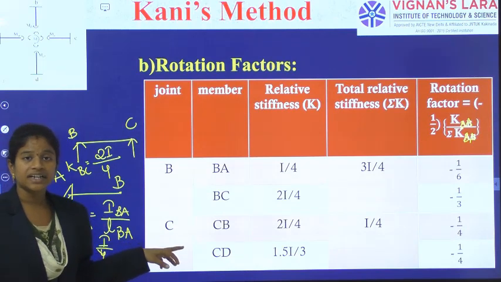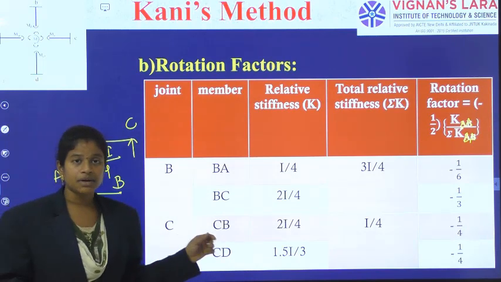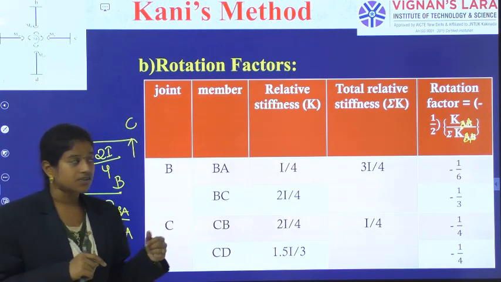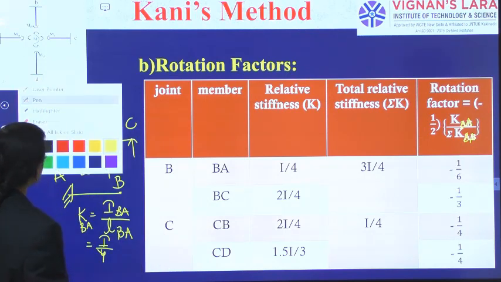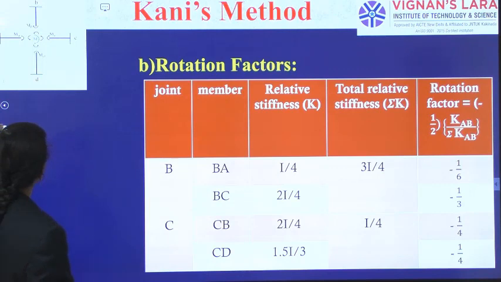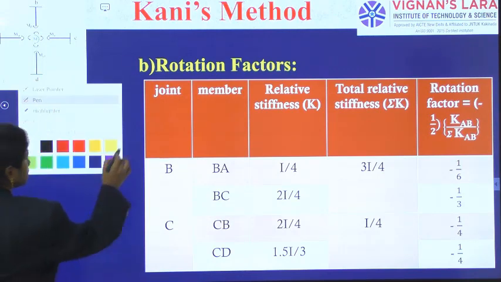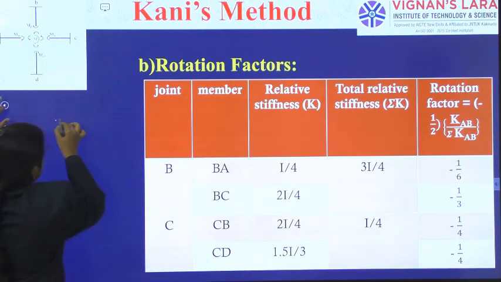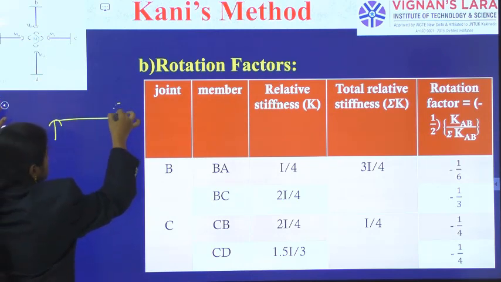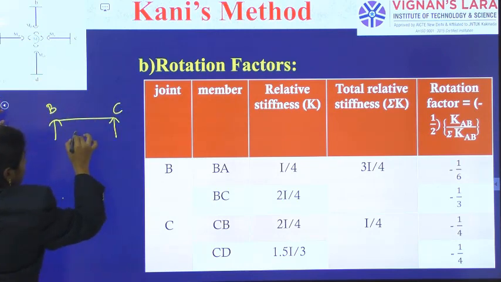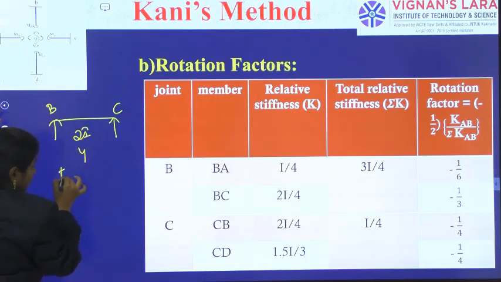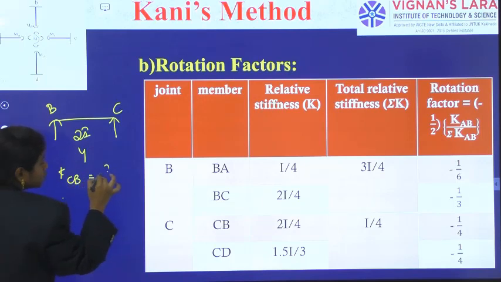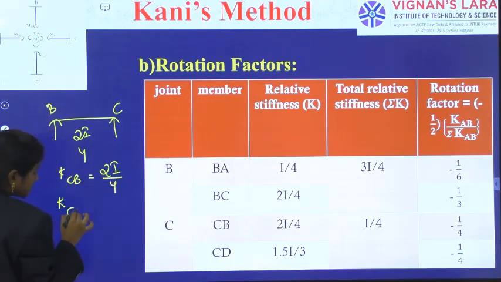Now the joint C has the members CB and CD. The CB member is a B intermediate type and this one is a C intermediate type, and it has a 2I moment of inertia and 4 meter length. So K CB is equal to 2I by 4, and then K CD.